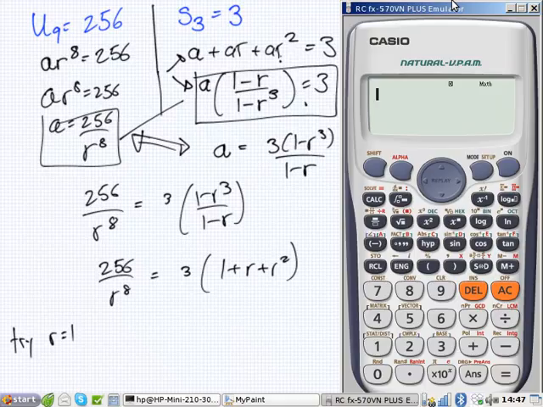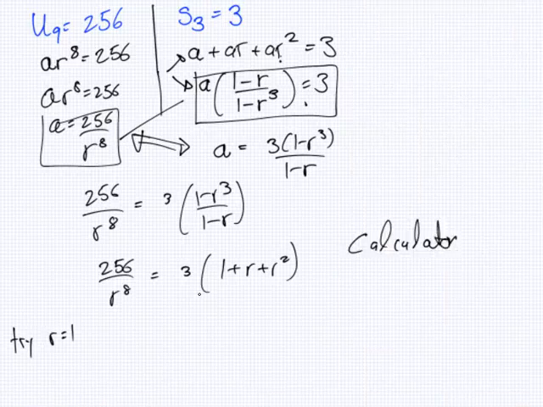Step one. Shift. Yeah, and you see that, beside X squared. Press this. Yes. You press 8 outside. And 256 inside. Oh, I know how to do this. I thought you were going to show me something cool. No, just this.